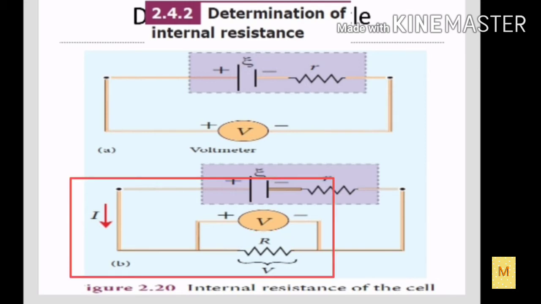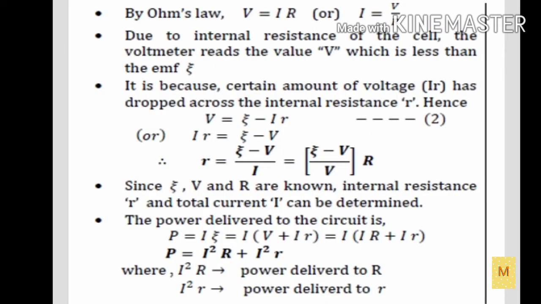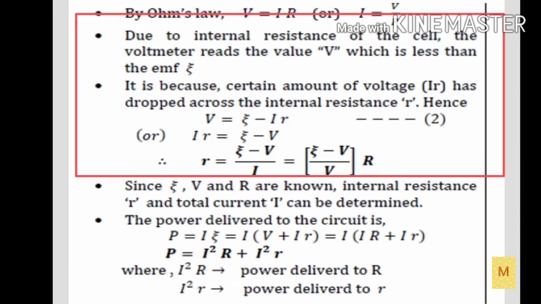Then the external resistance is included in the circuit and current I is established in the circuit. The circuit is then considered as closed. The voltmeter reading gives the potential difference V across R. By Ohm's law, we can write V is equal to I into R, which can be written as I is equal to V by R. Due to the internal resistance of the cell, the voltmeter reads the value capital V, which is less than the EMF psi. It is because a certain amount of voltage I into small r has dropped across the internal resistance small r.